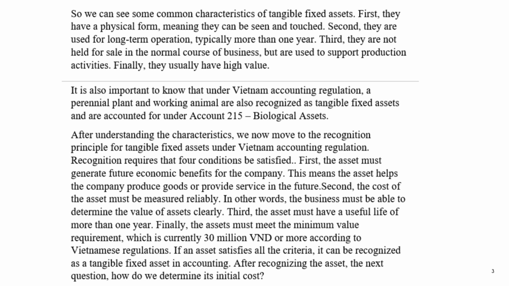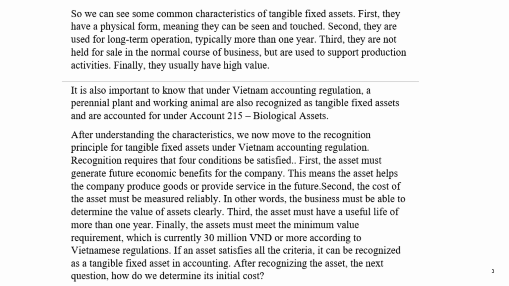Third, the asset must have a useful life of more than 1 year. Finally, the asset must meet the minimum value requirement, which is currently 30 million Vietnamese dong or more according to Vietnamese regulations. If an asset satisfies all the criteria, it can be recognized as a tangible fixed asset in accounting. After recognizing the asset, the next question: how do we determine its initial cost?